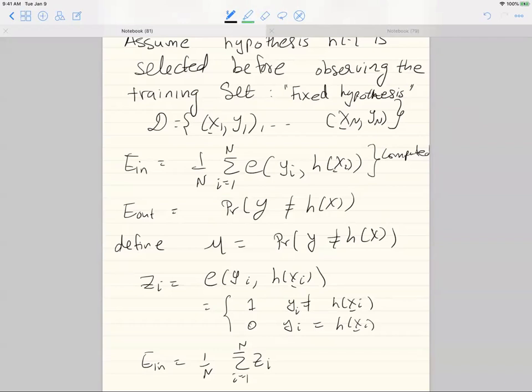Also note that the Zi are IID Bernoulli mu. All the random variables are IID and they are Bernoulli mu. Okay. So this setting now looks very similar to the example we had before. This is nothing but our Vn.